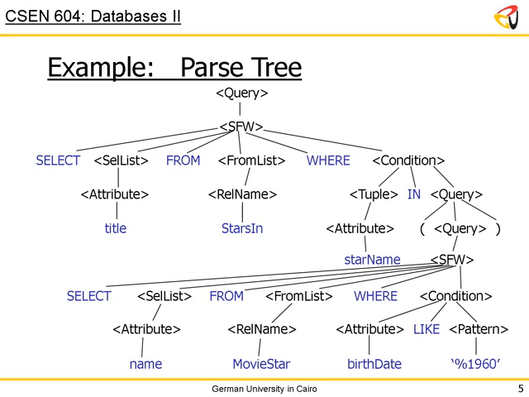This applies to all programming languages, as I've mentioned before. What you see in the leaves of the parse tree are actually the program you've written, or the statement that you've written, which is highlighted in blue here. And what you see above the leaf are some intermediate nodes that have meta information about what the leaf is. So the title is actually an attribute, which is part of a selection list. The stars in is a relation name, which belongs to the from list.